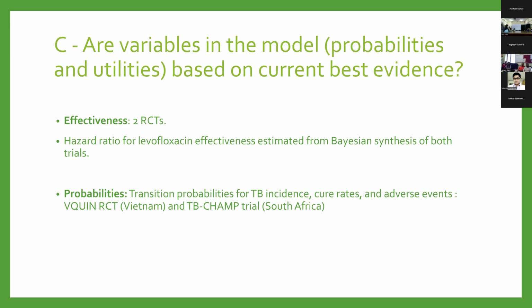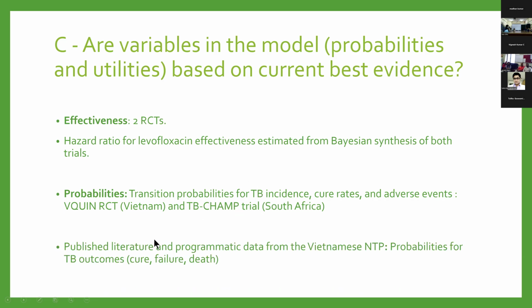And the probabilities they had taken: the transition probabilities for TB incidence, cure rates, and adverse effects, they had taken from the RCTs. These are the 2 RCTs which are there. The probabilities for the TB outcome, whether it was a cure, failure, or death, were taken from the published literature and the programmatic data from the Vietnamese NTP.